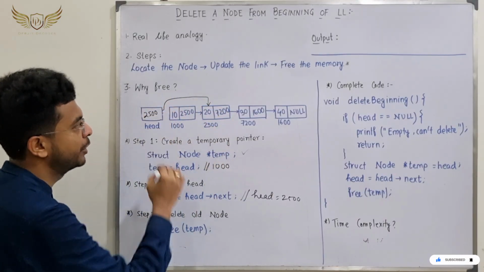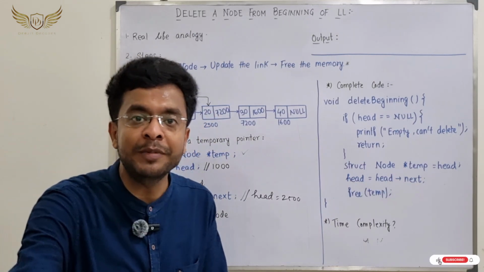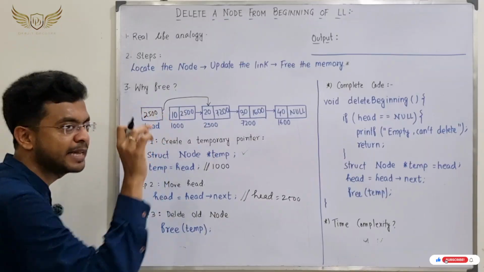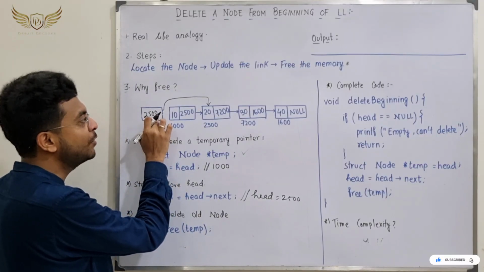This is the location it is pointing to. That means this node, head, is what? Head is the starting point of the linked list. It holds the first element's address, the first node's address. So it is 2500. So who is at 2500?